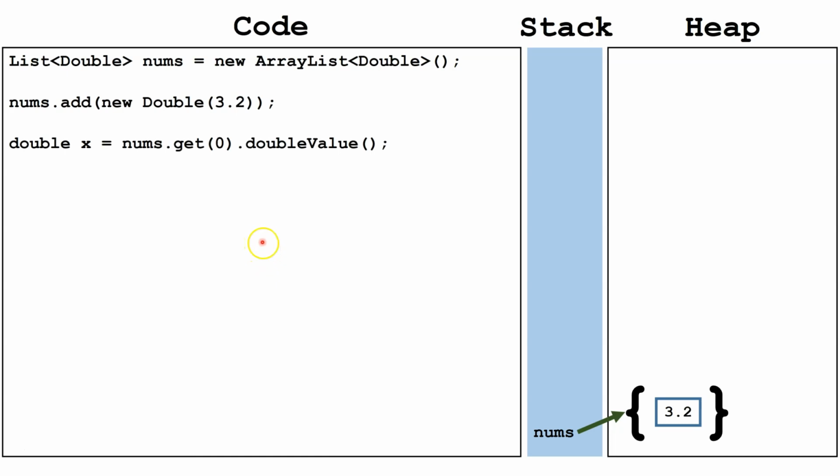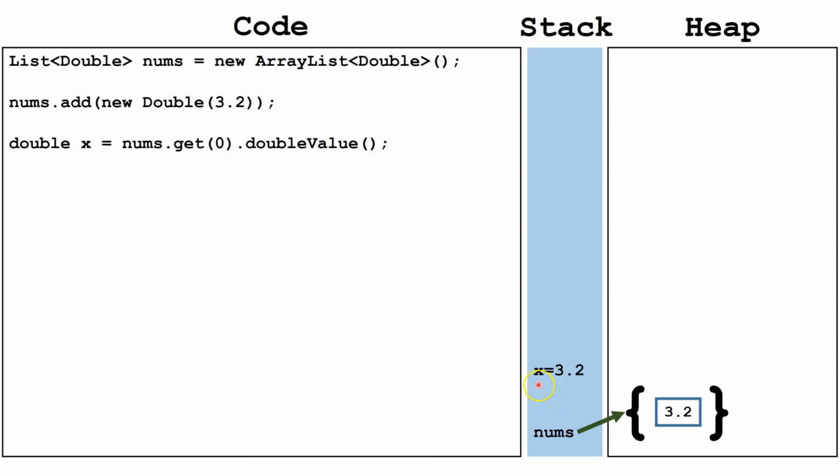Next, we're going to look at how to get the data out of it. Again, this is the old-fashioned way prior to Java version 5. So we're using the get method to get what's in index 0, and then we're calling the doubleValue method from the Double wrapper class to translate it to the double primitive type. Once that returns a double primitive type, we're putting it inside the primitive type variable x.